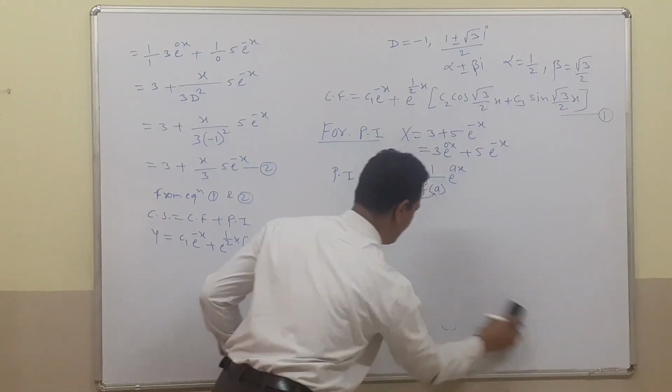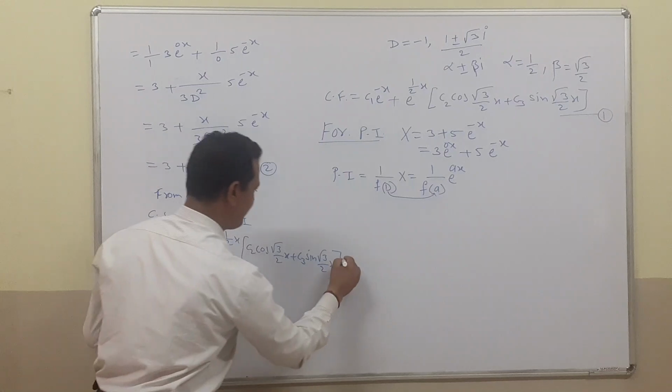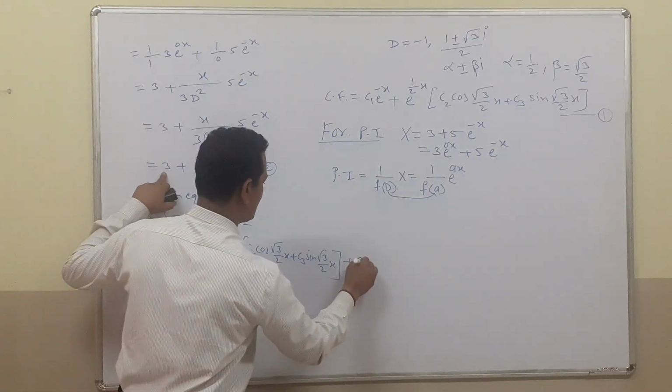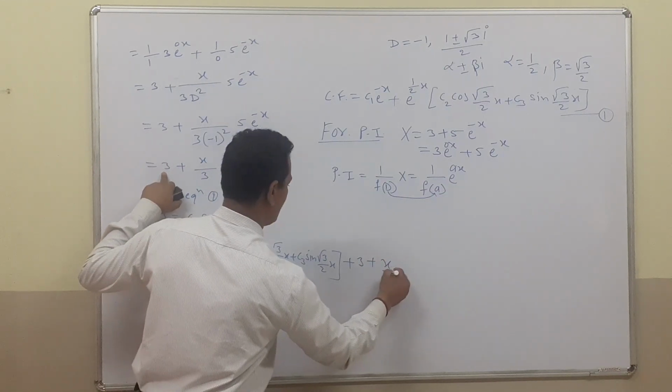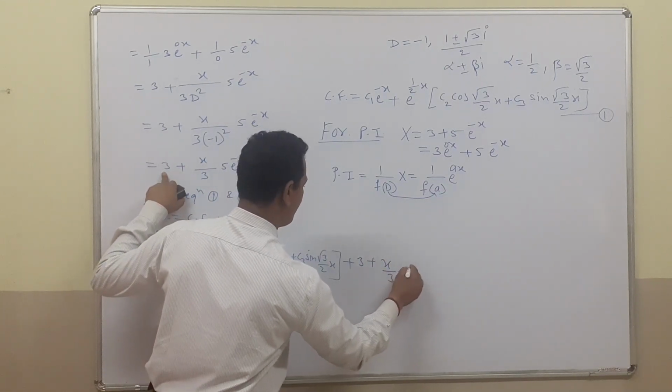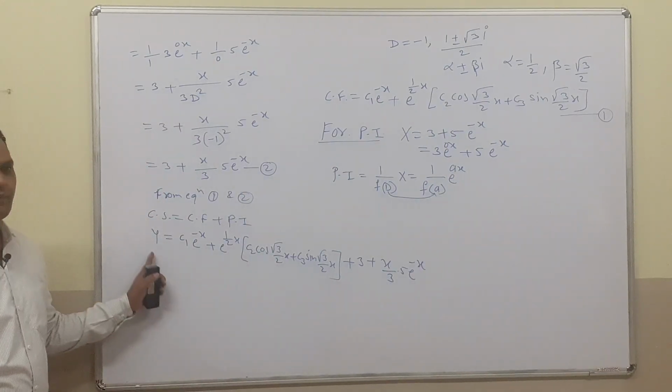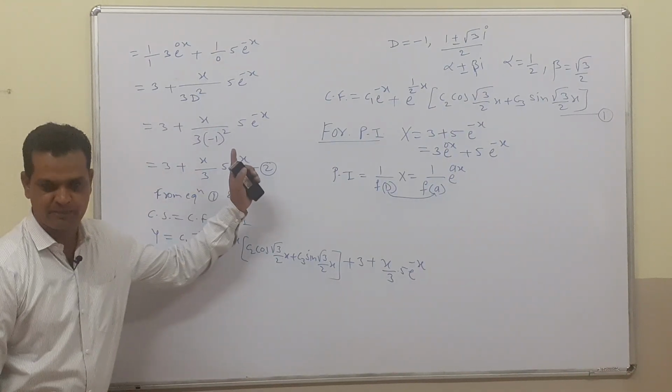Now along with this complementary function, let's write down the value of particular integral. So particular integral is 3 plus x by 3 into 5, e raised to minus x. So this is the value of complete solution of the given equation.